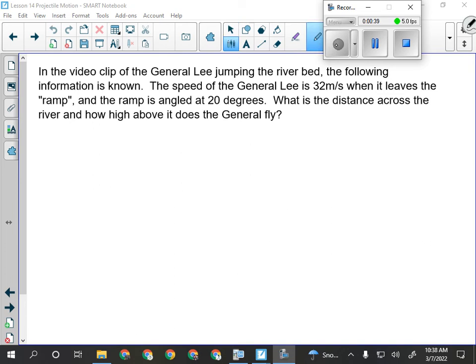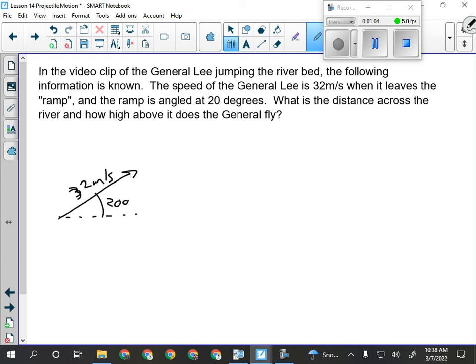Okay, so on Friday we looked at the mega whoosh thing, right? The guy that launched himself supposedly across that impossible distance and landed in the kiddie pool. This is the same thing. We have a projectile that is launched at an angle. The angle happens to be 20 degrees above the horizontal, and we know that the projected velocity is 32 meters per second.